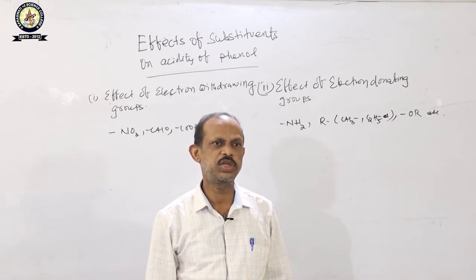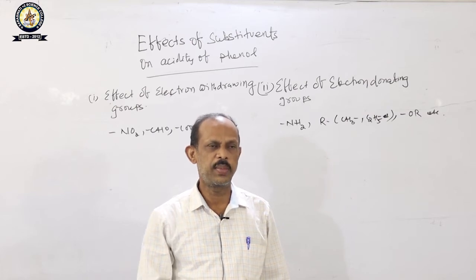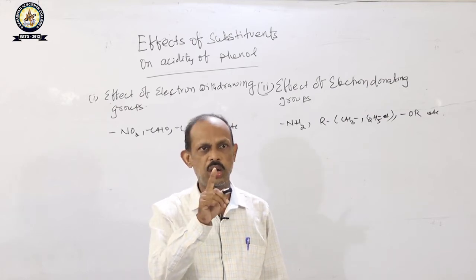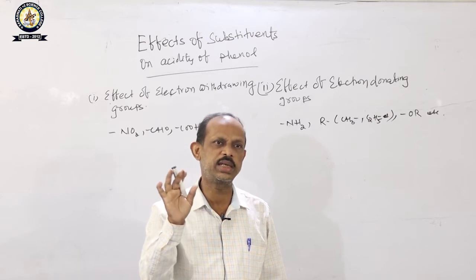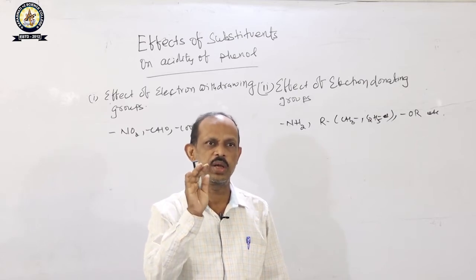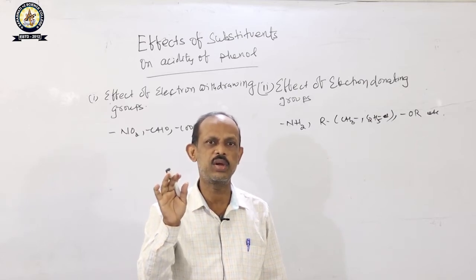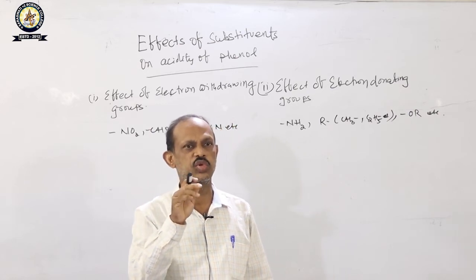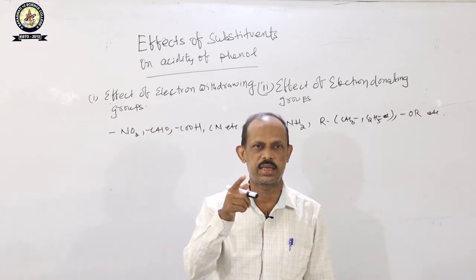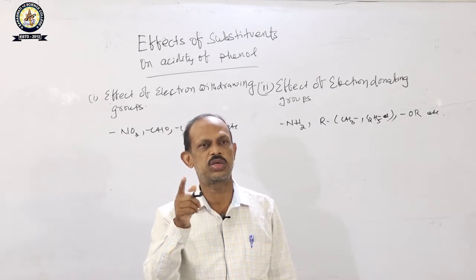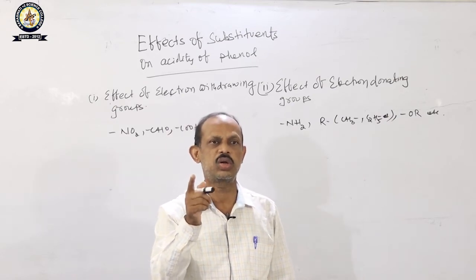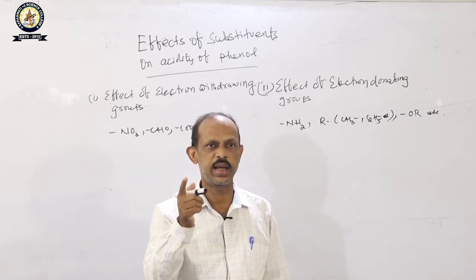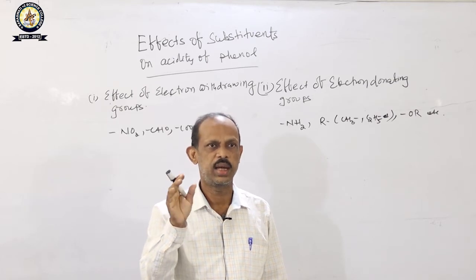Suppose phenol is there. As you know, phenol is acidic in character because phenol dissociates to form phenoxide ion and H plus ion. The substance which provides H plus ion is acidic in nature. So phenol is also acidic in nature. It also turns blue litmus to red. So phenol is acidic in character.